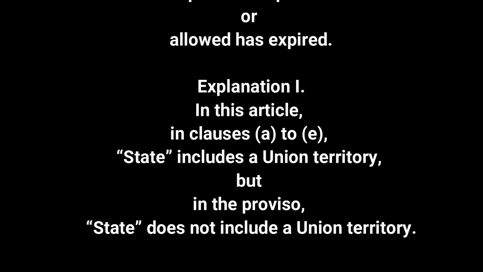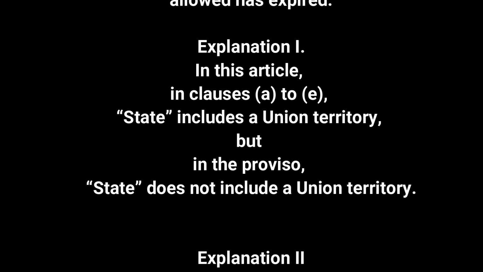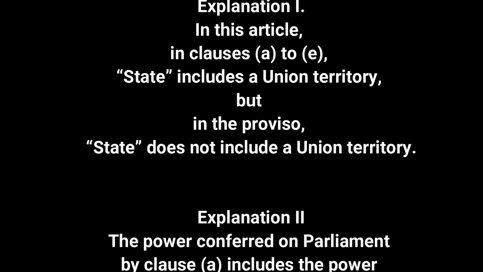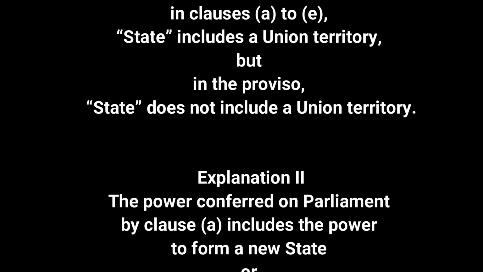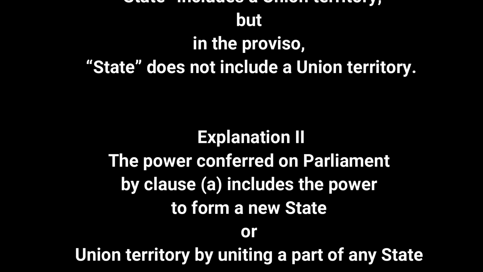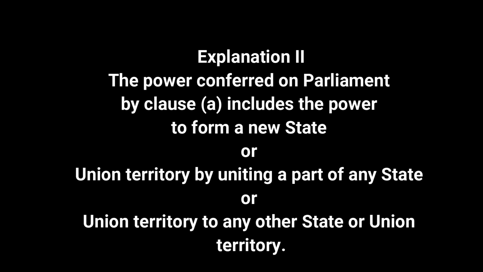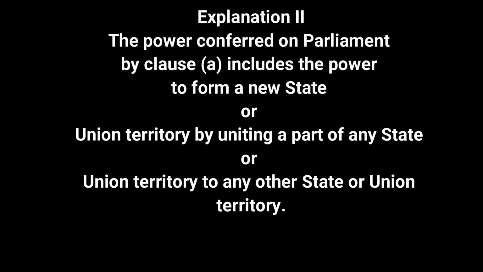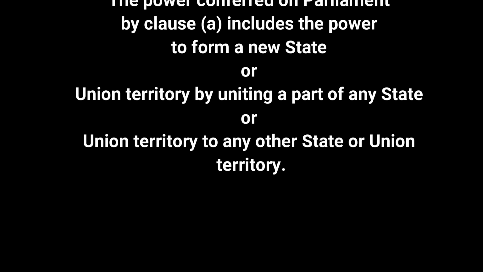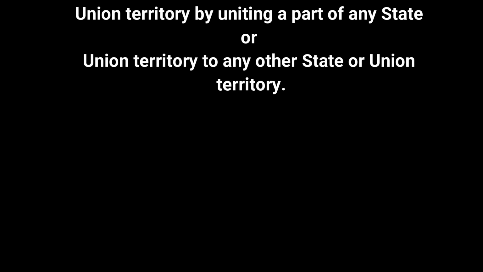Explanation 1. In this article, in clauses A to E, state includes a union territory, but in the proviso, state does not include a union territory. Explanation 2. The power conferred on Parliament by clause A includes the power to form a new state or union territory by uniting a part of any state or union territory to any other state or union territory.